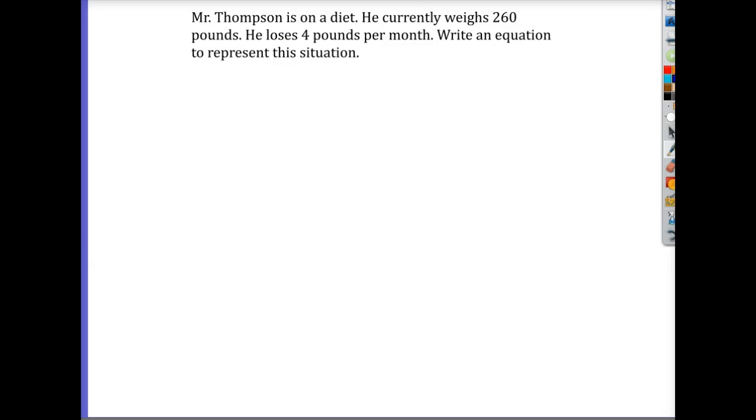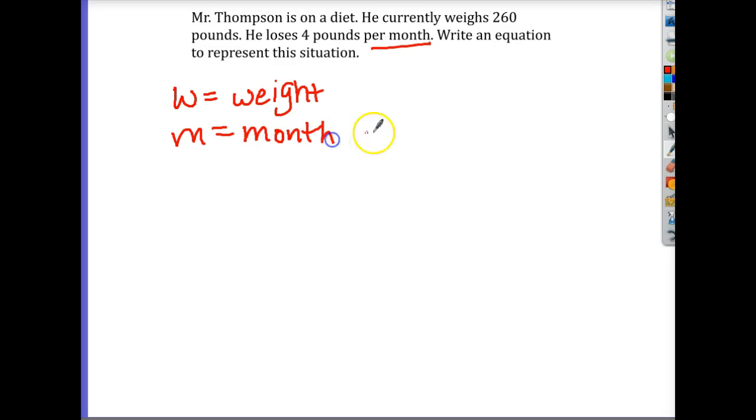Okay, let's move on to the next one. Let's read first. Mr. Thompson is on a diet. He currently weighs 260 pounds. He loses 4 pounds per month. Write an equation to represent the situation. So what's going to be changing? His weight. The weight will be changing. And for every month, those are my variables. Those are what's changing.